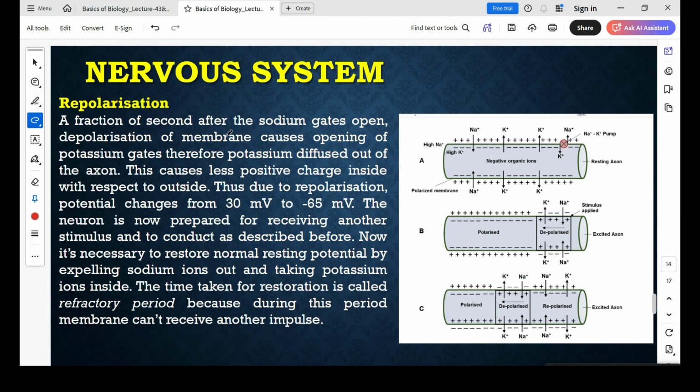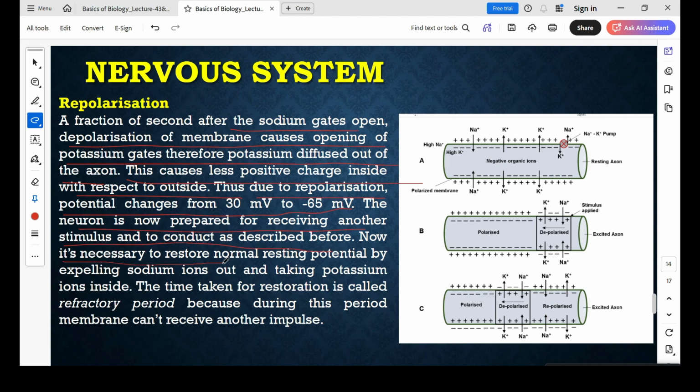A fraction of a second after sodium gates open, depolarization of the membrane causes opening of potassium gates. Therefore, potassium is diffused out of the axon. This causes less positive charge inside with respect to outside, and due to repolarization, the potential changes from 30 millivolts back to minus 65 millivolts. The neuron is now prepared for receiving another stimulus to conduct as described before.